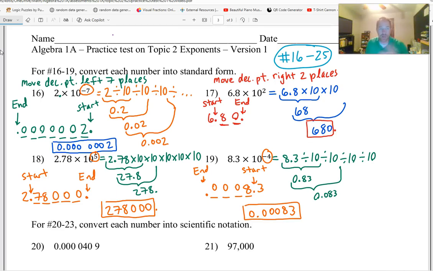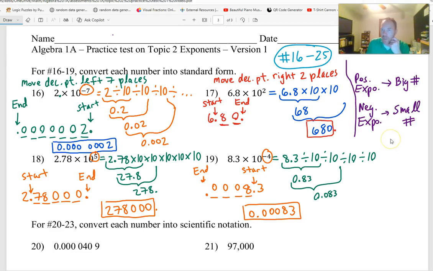Okay. Of course, I'm using kind of the shortcut about moving left and right here. The shortcut that I recommend students memorize is about positive exponent, negative exponent, not right and left, but big number, small number. And I'll write it out here. Okay, so there you see it. If you have a positive exponent in scientific notation, standard form will be a big number. So we saw that with number 17. We have a positive exponent, 680 is a big number. It's 10 or more. Number 18, we had a positive exponent, 5 was the exponent. We got a big number. 278,000 is a big number.